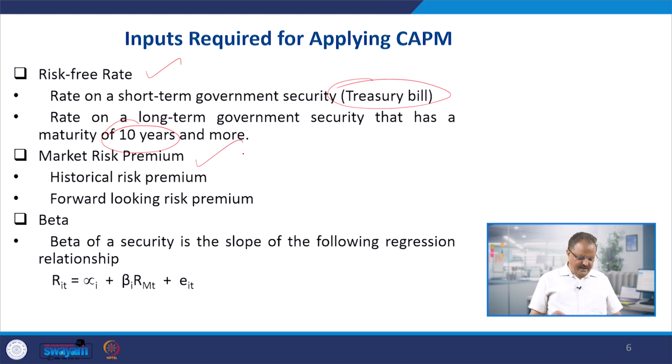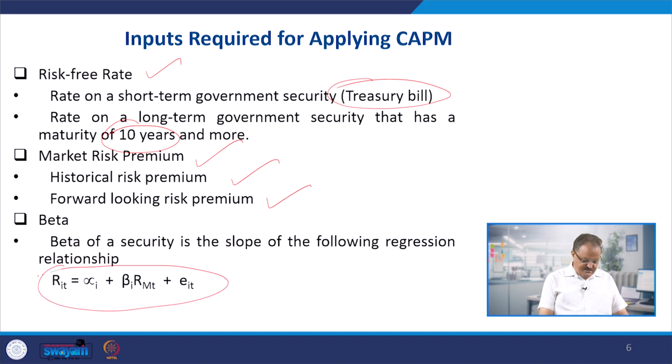For calculating the market risk premium, you can take the historical risk premium which is available in the market, or you can expect how the market is going to behave in the future. So you can take the forward-looking risk premium values also. And for calculating beta, you can use this particular equation. This model helps us get the beta, or the systematic risk, coming out of the investment to be made in that security.